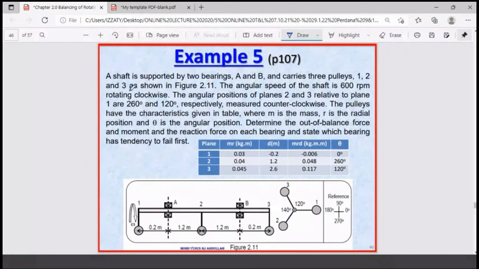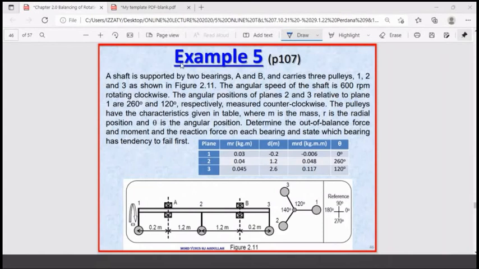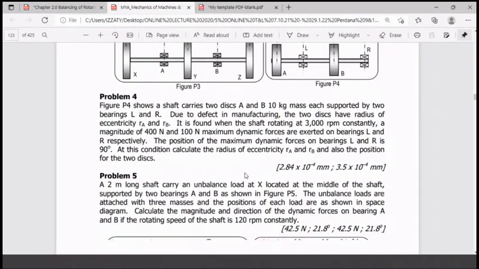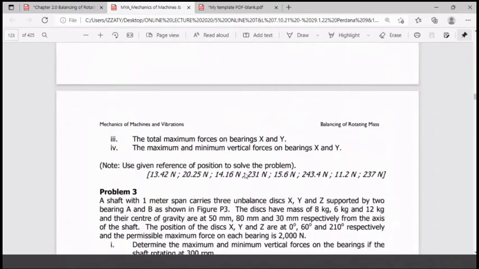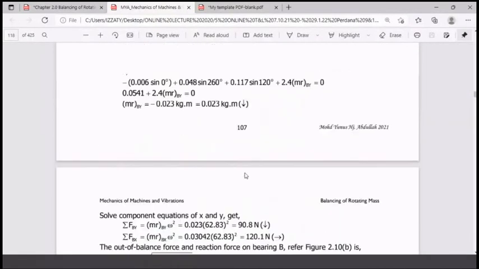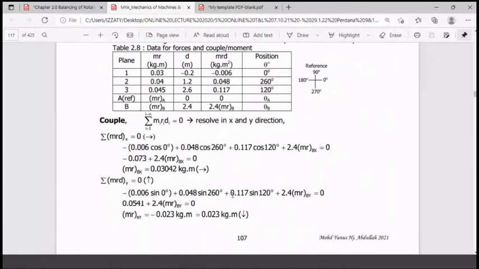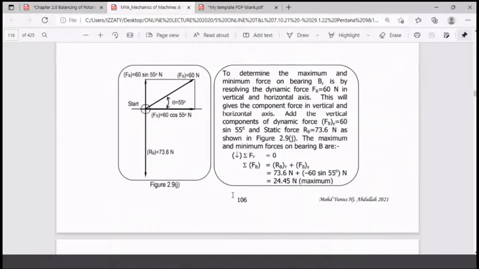If we move to the next one, I would like to solve a couple of questions before we move to the next topic. But before that, I would like to show you an example in your notes or in your books. If you look at example number 5, you have both methods: one is the analytical method, the other is the graphical. This one we covered.